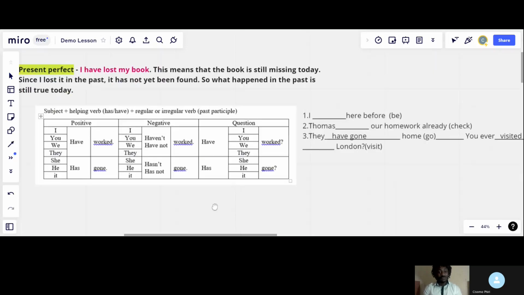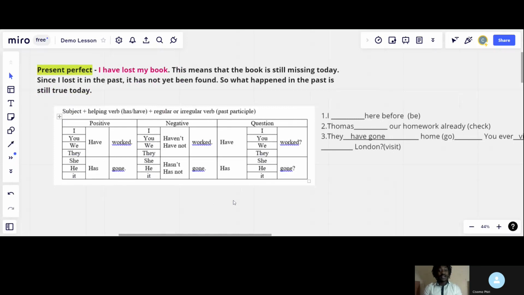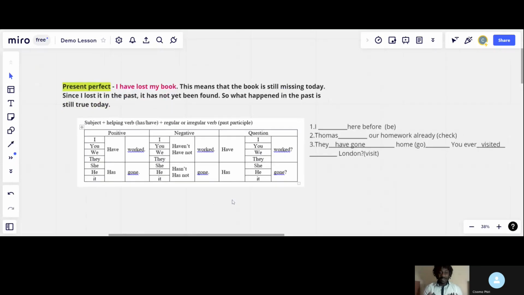Let us look at this table. So we have the subject, I. I am the subject. Then we use a helping verb, which is have. For I, you, we, and they, we use have. For she, he, and it, we use has. So I have lost my book. Lost in this case is our verb in past participle. So you have regular verbs and irregular verbs. These ones will change differently. I will explain this shortly.